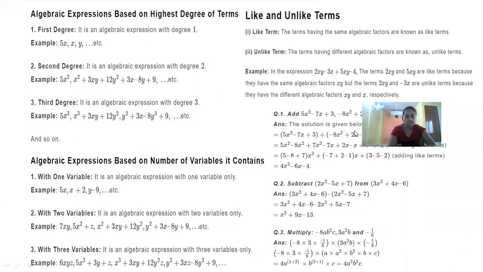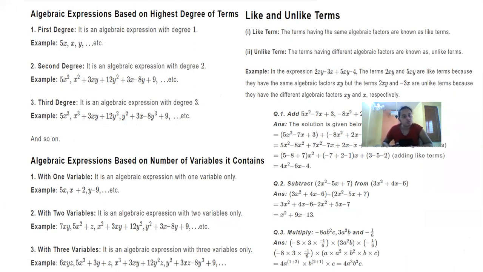The third way is the algebraic expressions based on the number of variables it contains. If it contains only one variable, you are just provided with y minus 9. Here your only variable is y. It is called a one variable polynomial. If you are having 2 variables, suppose you are having x square plus xy plus 2y square, here your expression involves 2 variables x and y.